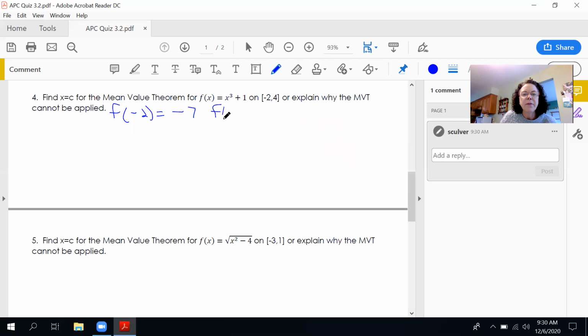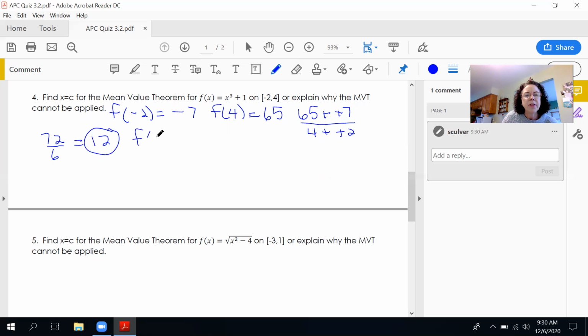And then f of 4, that's my f of b. 4 cubed is 64 plus 1 is 65, right? And so my f of b minus my f of a, 65 minus a -7. Just a couple of you were just not careful using the slope formula. And 4 minus a -2, right? So we get 72 over 6 is 12. There we go. That's the average rate of change on the interval.